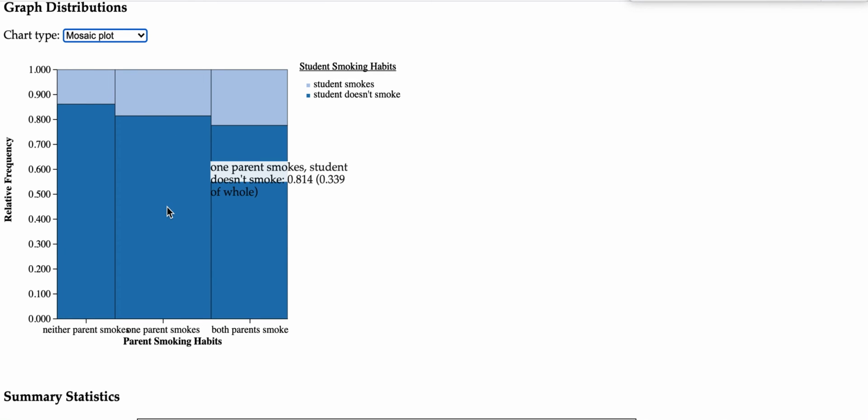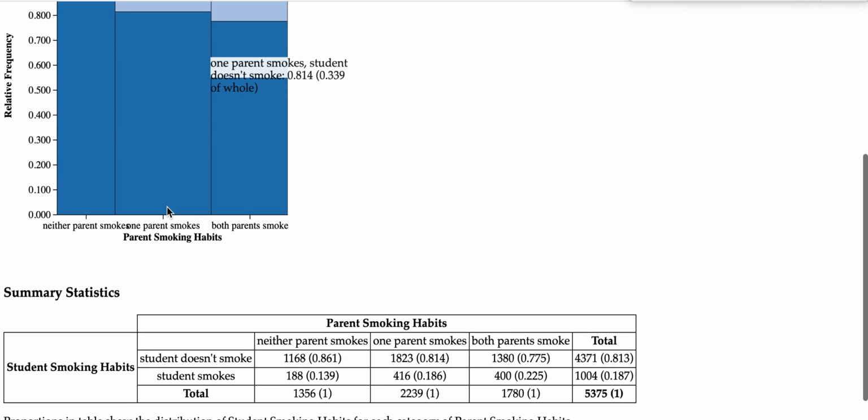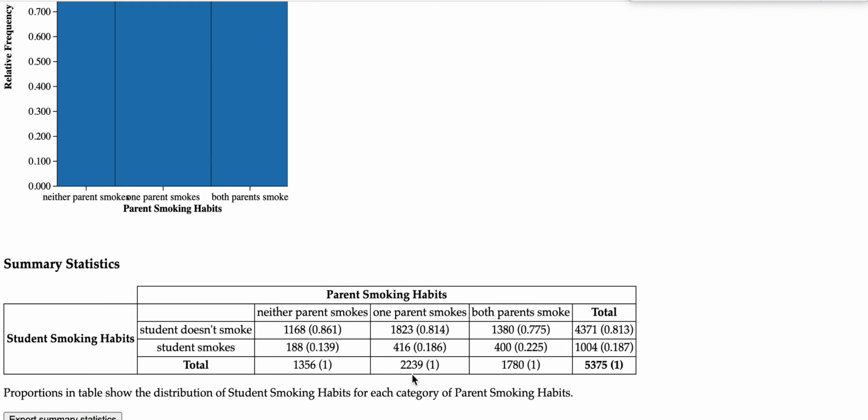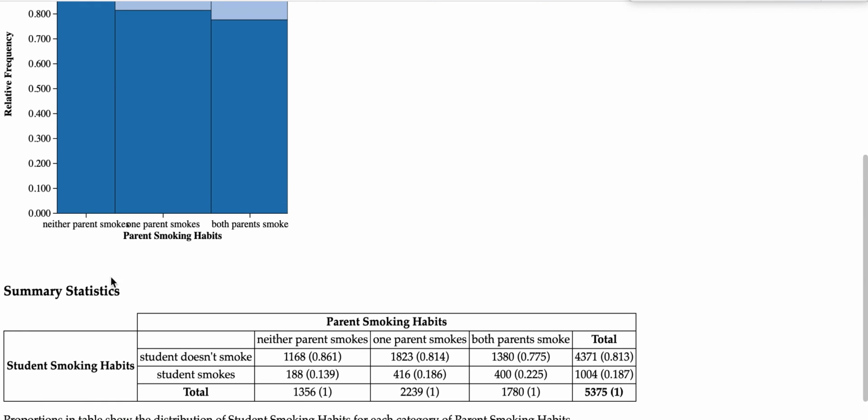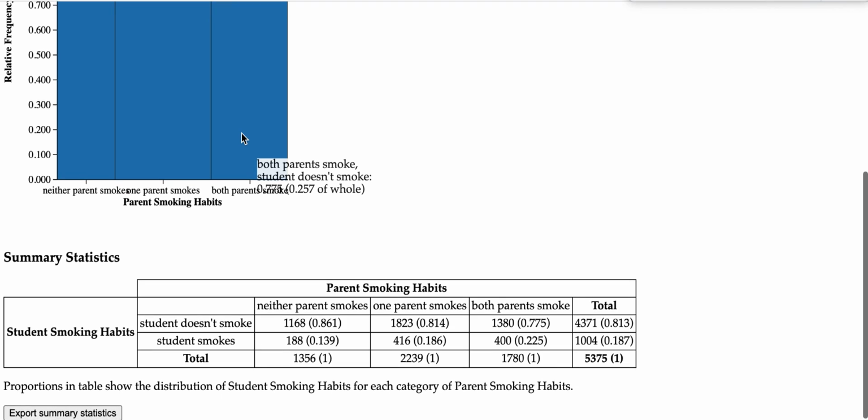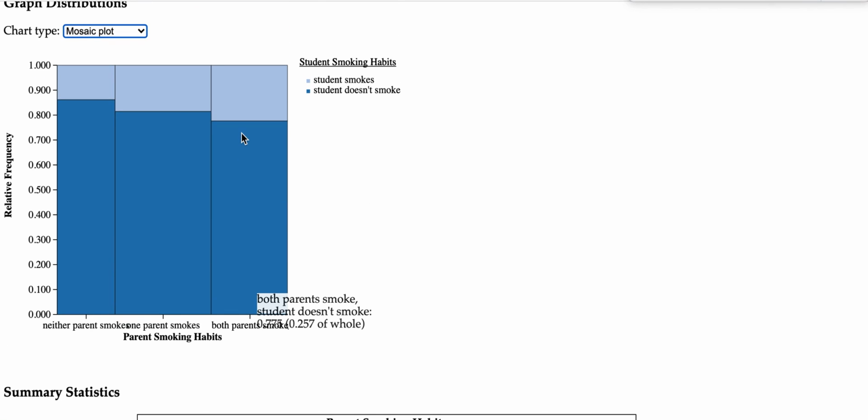Okay, so the one parent smoking group was larger than the other two. If you remember to go back down, that had about 2,239 parents in that situation, whereas the neither parent smoking group only had 1,356. So that's a smaller width there. This is the widest width, and then both parents smoking was somewhere in the middle, so that one's kind of in between. So the only difference between the mosaic plot and the segmented bar chart is they show you the differences in the conditional categories based on the width of the bars.